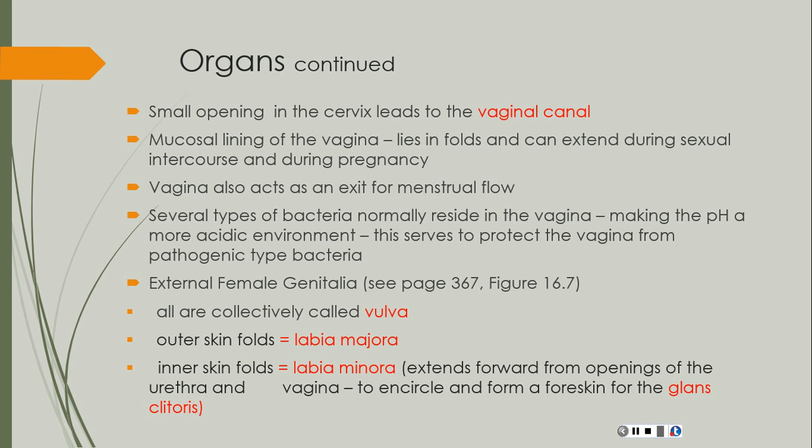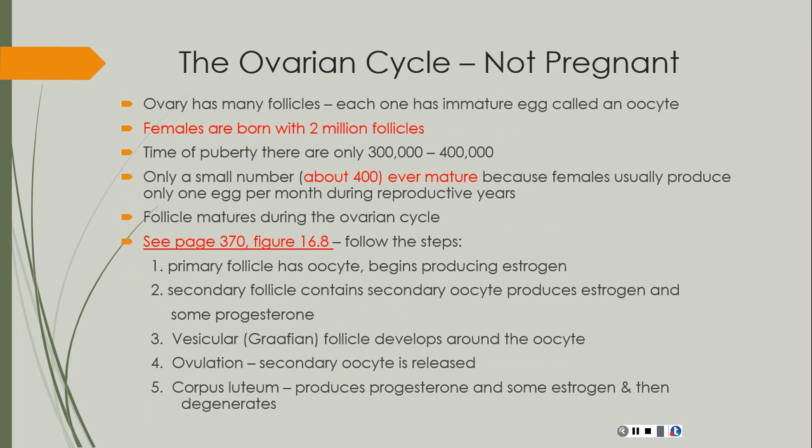And there's two different folds of skin. The outer fold is called labia majora, and the inner fold is labia minora. And the labia minora extends forward from openings of the urethra and the vagina, and forward to encircle and form actually a foreskin for the glans clitoris. And you can see that in the illustration on page 367, figure 16.7.